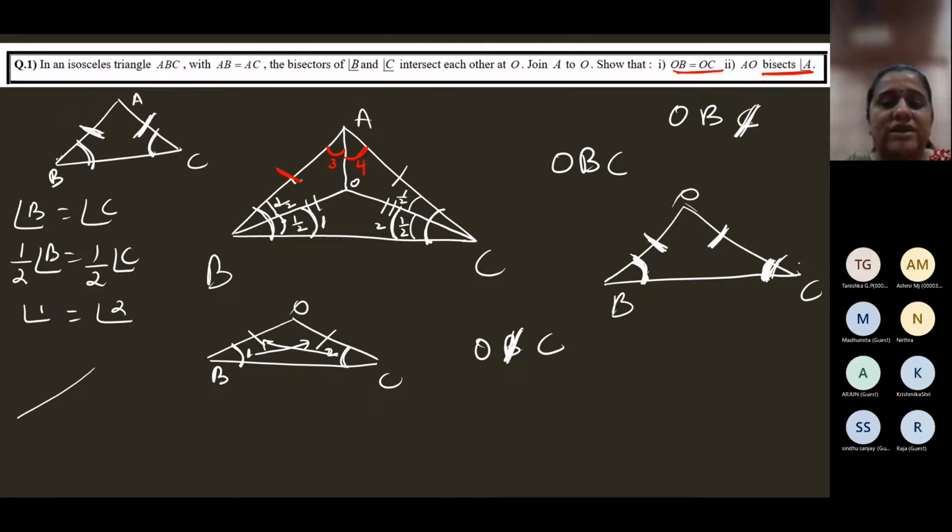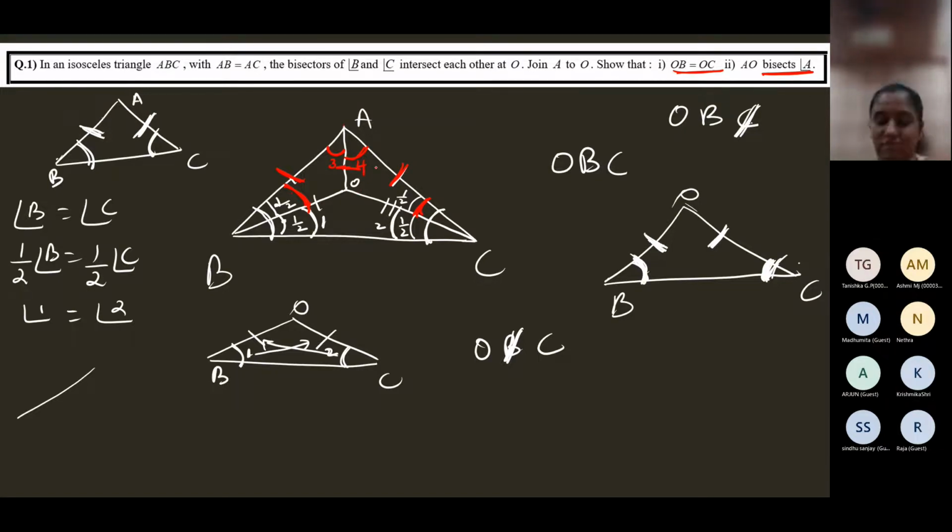We already know that this side is equal to this side in the two triangles. This angle is equal to this angle because half of angle B and C. Because B is equal to C, so half of B is equal to half of angle C. And AO is the common side.